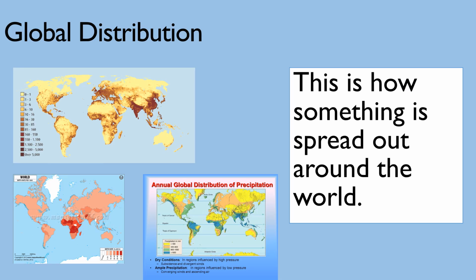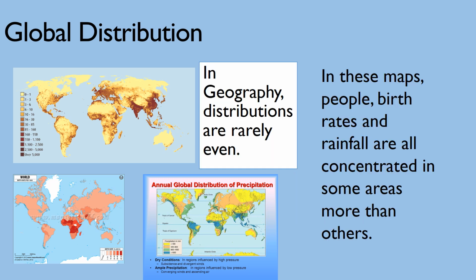Okay, so geography is often centered around this idea of distribution. And all we mean here is how something is spread out around the world when we're talking about global distribution. So we've got 3 maps here. You'll notice that they're not evenly distributed. The top map there is people, how densely populated areas are. You notice there's lots of people in Asia, for example, and in Europe.